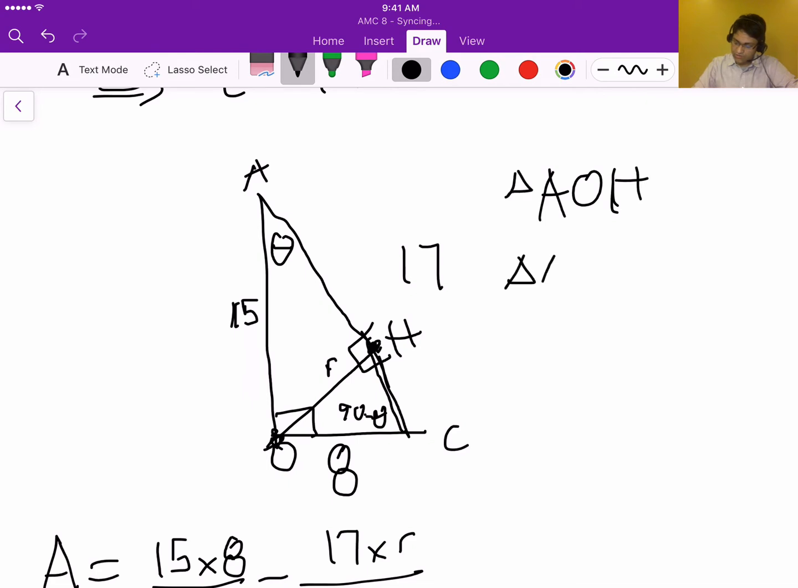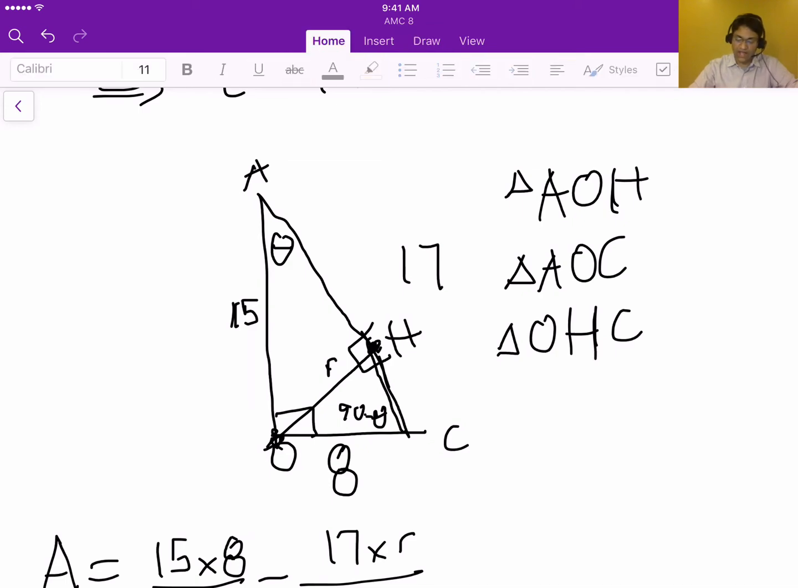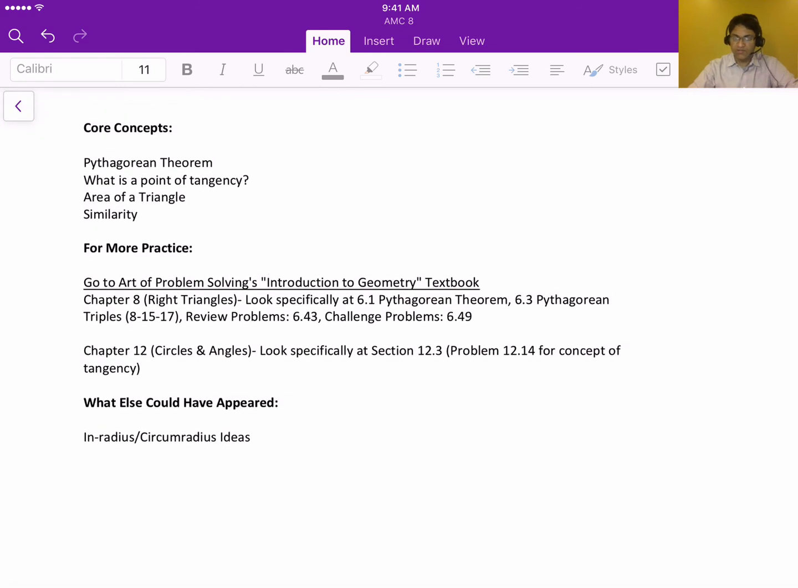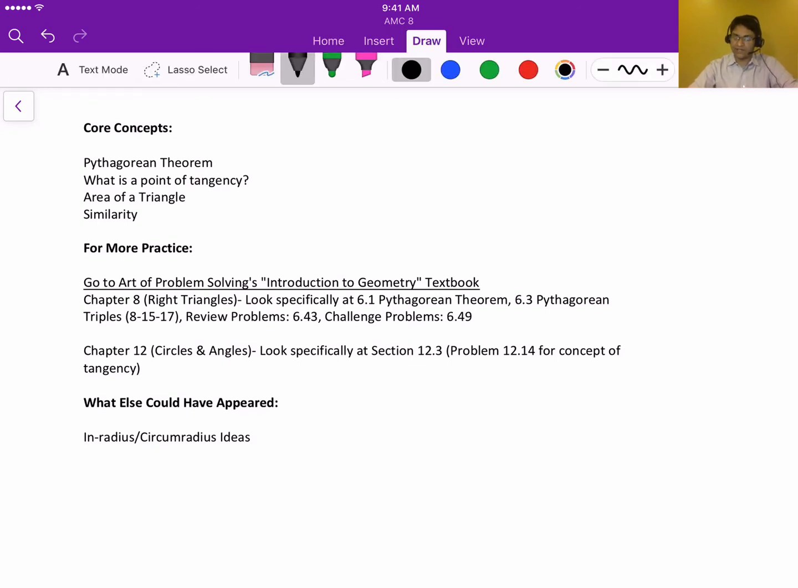Triangle AOC, the entire triangle, and triangle OHC, by a similarity called AA similarity, they're all similar. They're not in this specific order, but they are similar by merit of their shapes and the angles which constitute those shapes. So that's another way to do this. It's a little bit more time consuming. I wouldn't suggest this. So the area method is the way to go.